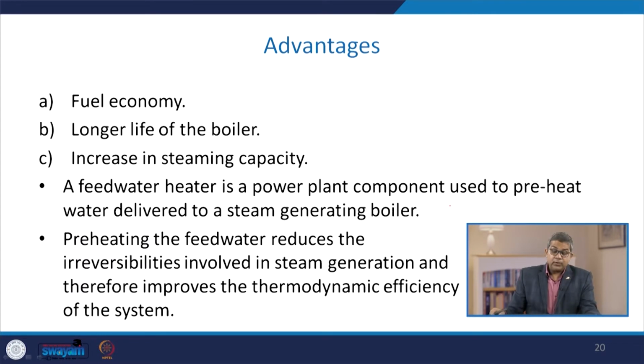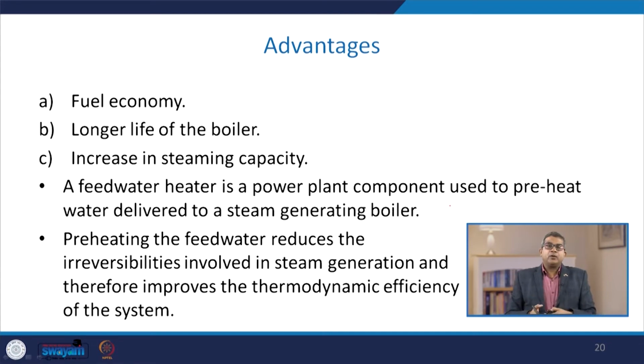There are various advantages attributed to this type of system. One is the fuel economy. They are attributed to a longer life of the boiler. They increase the steaming capacity. So, a feed water heater is a power plant component used to preheat water delivered to the steam generating boilers.